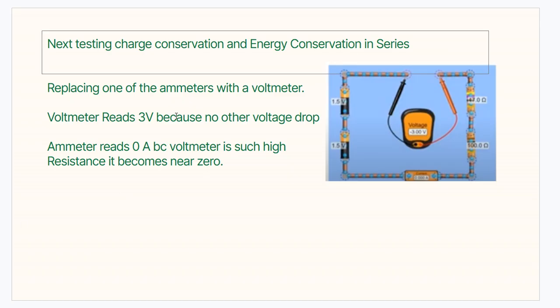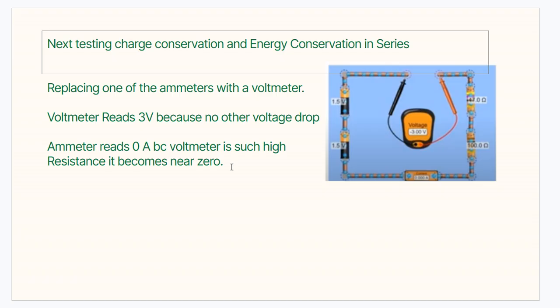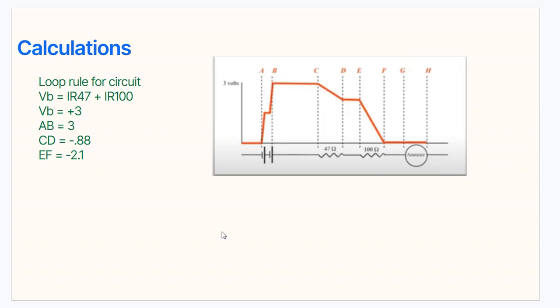So next, we're going to replace some of the ammeters with a voltmeter. And the voltmeter reads 3 volts because there's no other voltage drop, and the ammeter reads 0 amps because the voltmeter has super high resistance, so the current becomes 0. I don't have a picture from my real lab, but this is what it technically should look like, whatever.